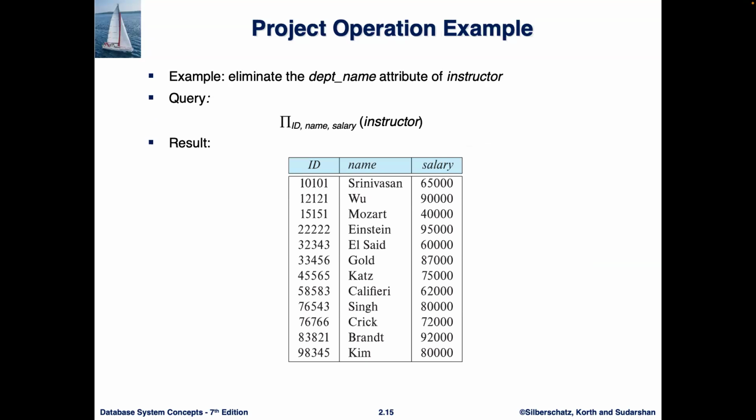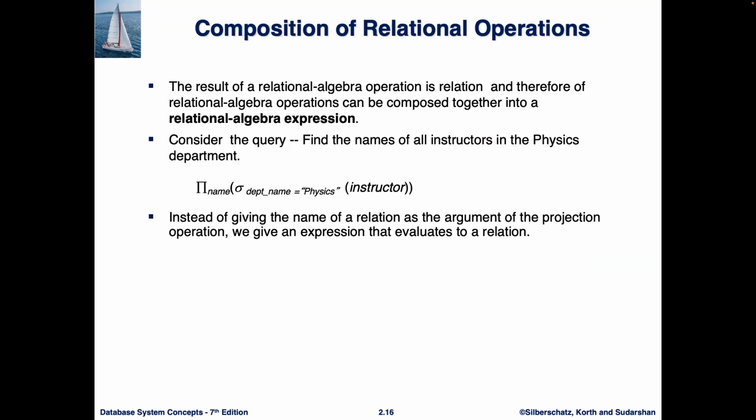So here in the instructor table, we say an example, eliminate the department name, and we get the department name eliminated. This is where, instead of giving the name of the relation as the argument of the projection operation, we give an expression that evaluates to a relation. So here, project name, instead of giving the table name, we gave another expression that gives us the table itself, not the name.